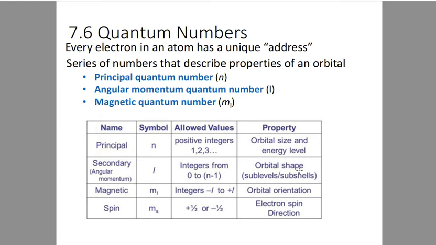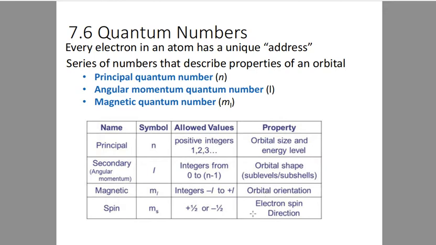But basically, L will determine the shape. So is it an S, a P, a D, or an F? The magnetic number, the M sub L, will give its orientation. And so an example would be if we were a p orbital, this would tell us whether we had the px, the py, or the pz.